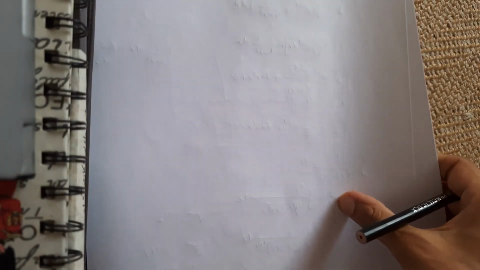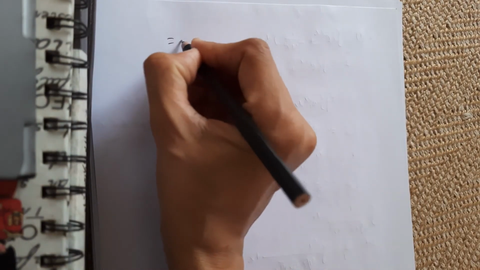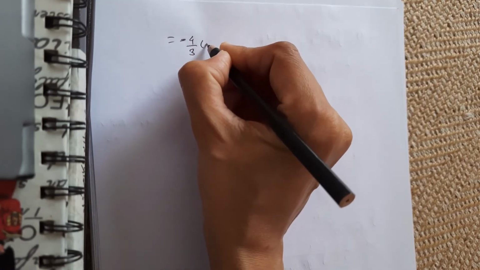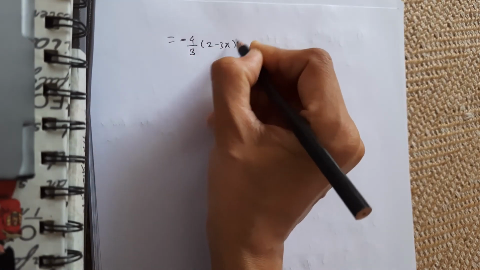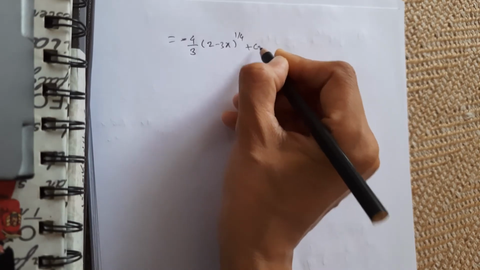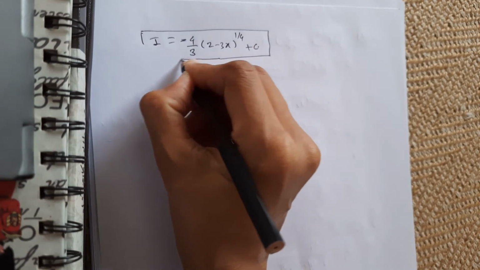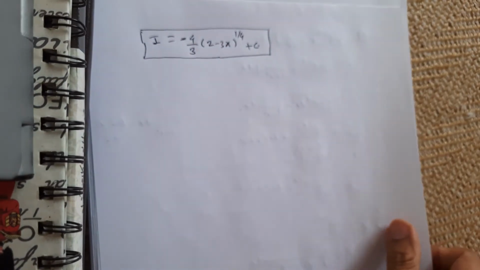Okay, so finally I got the answer. I just write it in a nice way: I equals minus 4 by 3 into (2 minus 3x) to the power 1 by 4 plus c. That is the value of I. Okay. So I hope you understand this concept.